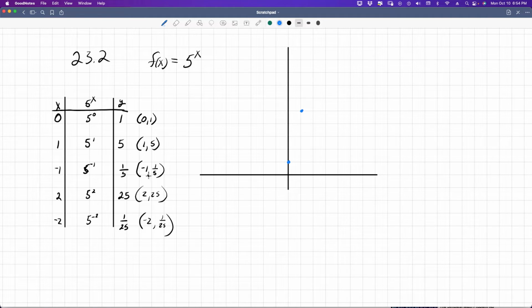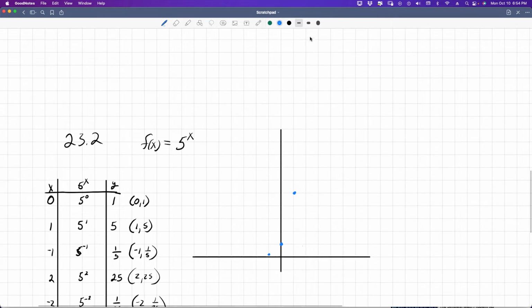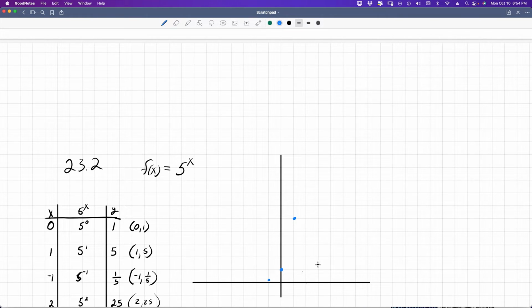Now we have negative 1 and 1/5. So that's going to be negative 1 and 1/5. Looks like it might be right about here. And then we have 2 and 25, or 2 and the 25th point. So this will be on the 2. 1, 2, 3, 4, 5, 6, 7, 8, 9, 10. Oh goodness, it's a lot. Let me see if I can get there. 1, 2, 3, up to 20. Nope, I'm not going to be able to get there.